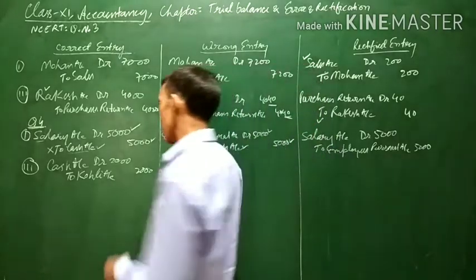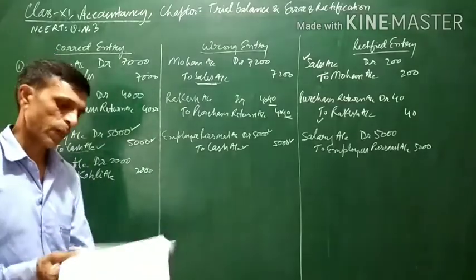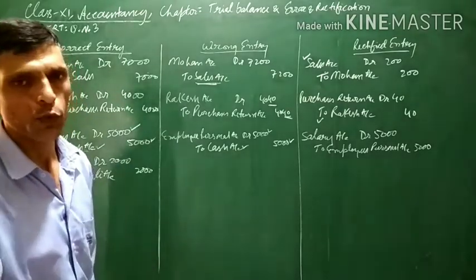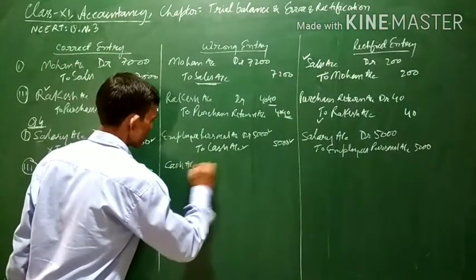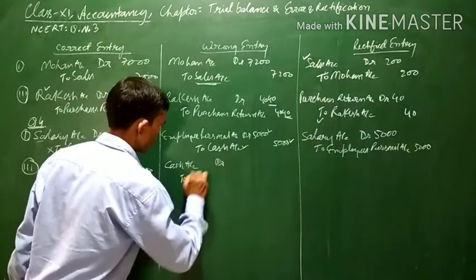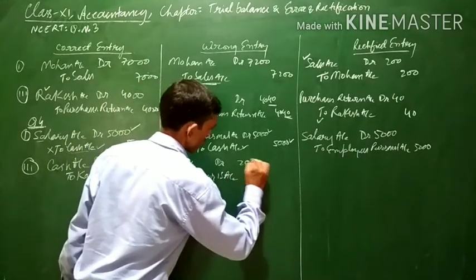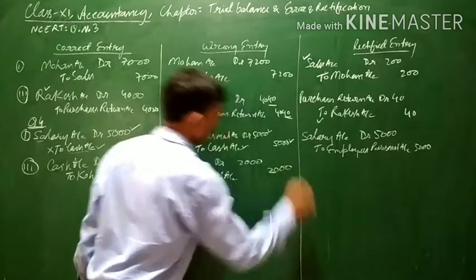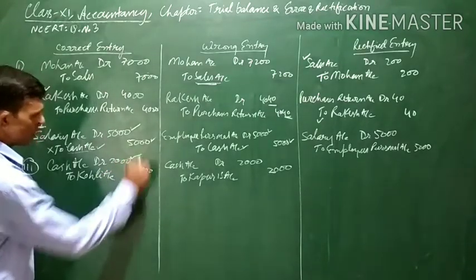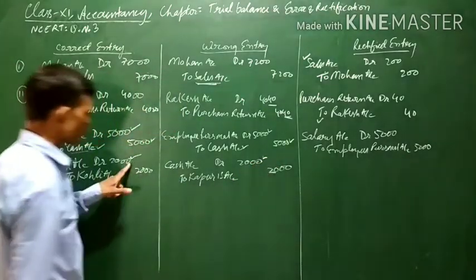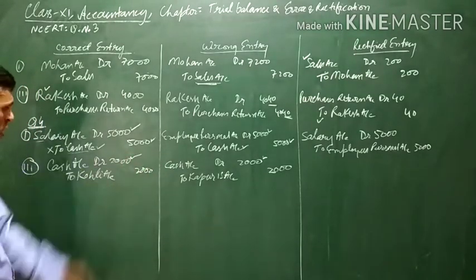Now, wrongly, what has happened is that instead of Kohli, Kapoor's account has been credited, and it has been posted to Kapoor's account. So the wrong entry is cash account debit to Kapoor's account, 2,000. This is the wrong entry. Now, see, cash account has been debited. Here also cash has been debited with 2,000. So we do not have to rectify the cash part.